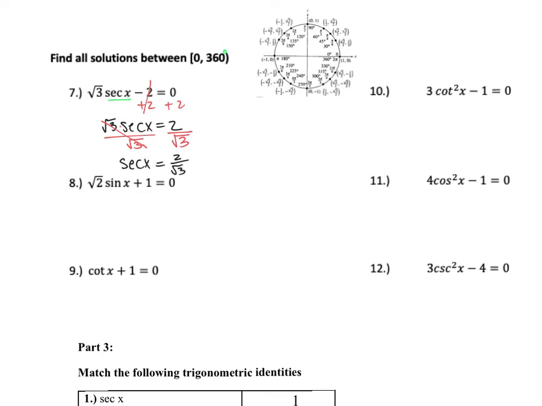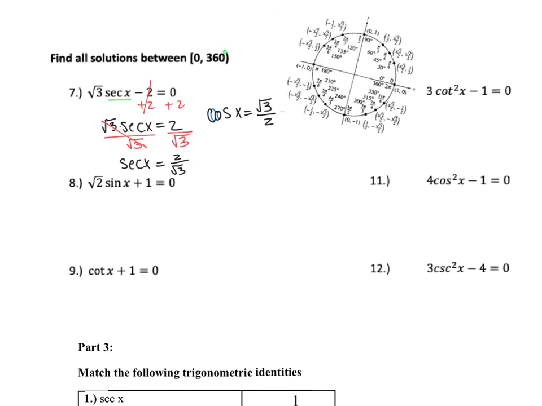Now when I look at this problem, I'm thinking, okay, secant is just the reciprocal of cosine. At first I'm thinking maybe I should rationalize this and multiply it by root 3 over 3. But then I'm like, oh, secant is just the reciprocal of cosine. So I'll just write this instead as cosine equals root 3 over 2. It's easier to find cosine on the unit circle because it's just the x value.